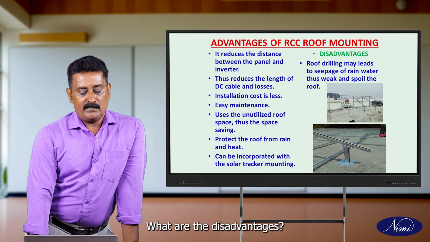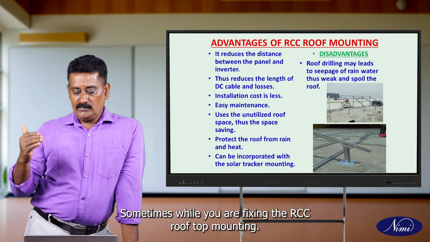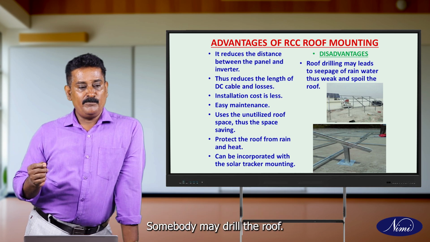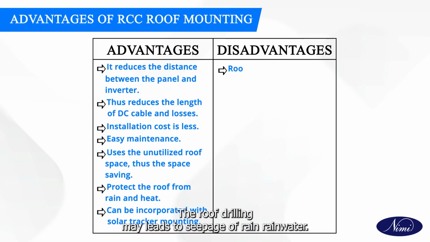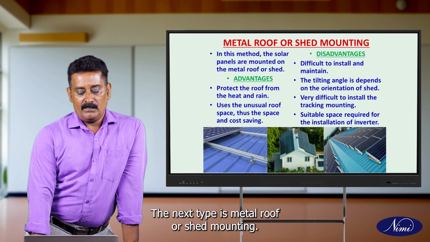What are the disadvantages? Sometimes while you are fixing the solar panel on the RCC rooftop, somebody may drill the roof. What will happen? The roof drilling may lead to seepage of rainwater, thus we can spoil the roof. The next type is metal roof or shed mounting.